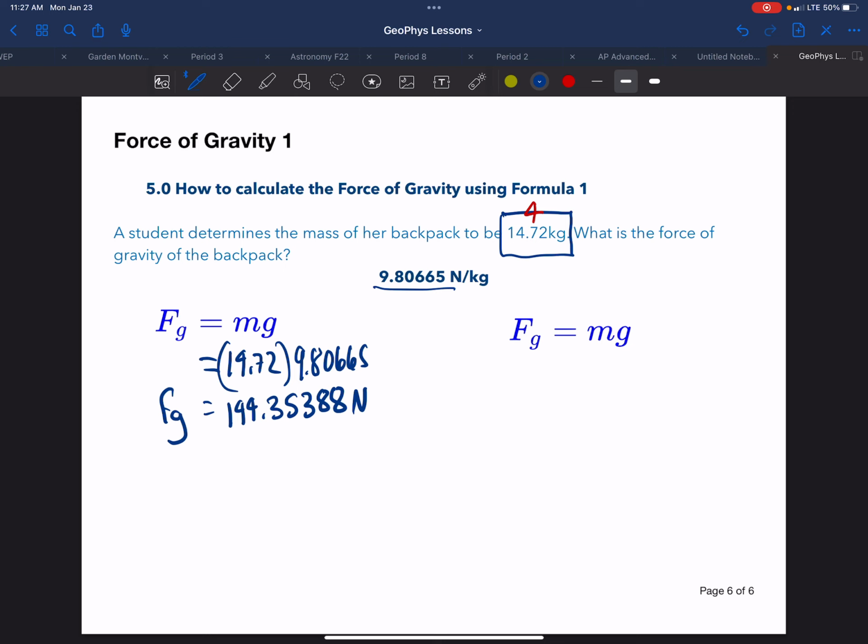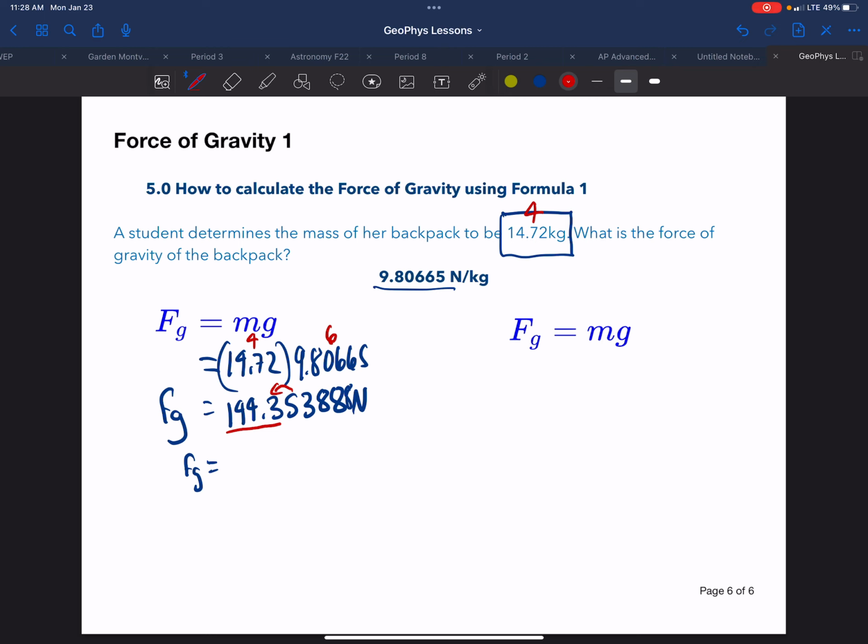Now, of course, we don't really know this value to the 353,888. There's another 8. We don't really know this to the 10 millionths place. What we are limited by is this has 4 digits and this has 6. And our rule is whichever one has the least. So we can report 4 digits in our answer. So the force of gravity, we go to the 4th digit, and this 5 would cause it to round up.